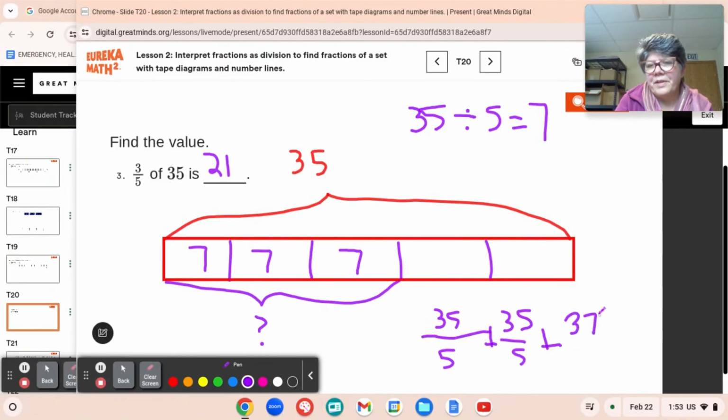Oops, sorry. 35/5 is the same as 7, right? Because 35 divided by 5 is 7. So it might be useful to think about it that way, but more useful to think about the whole number of 7. Yes? Okay? It kind of depends on the problem.